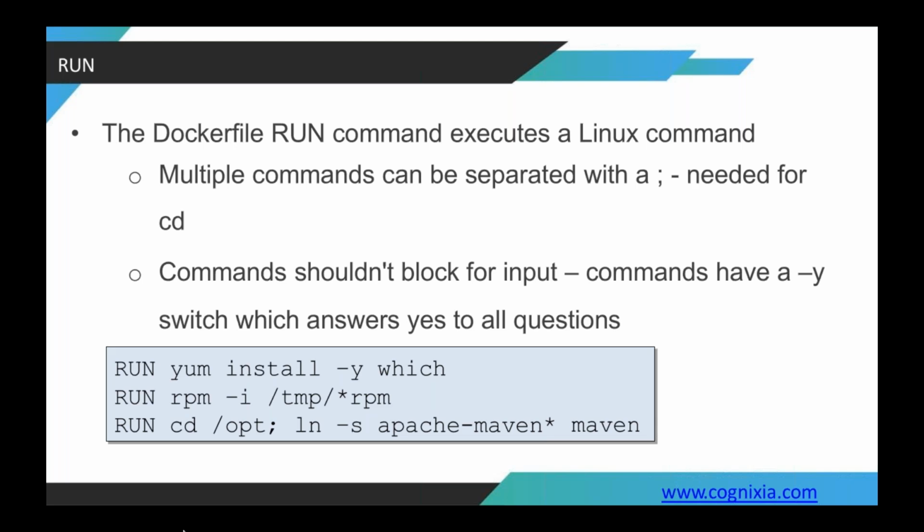So you can run yum commands, and RPM, it's installing the RPM. Then changing the directory to opt, creating a soft link for installation of Apache Maven. So you can specify all the commands that you will run on the system directly inside the run command, followed by the actual command.